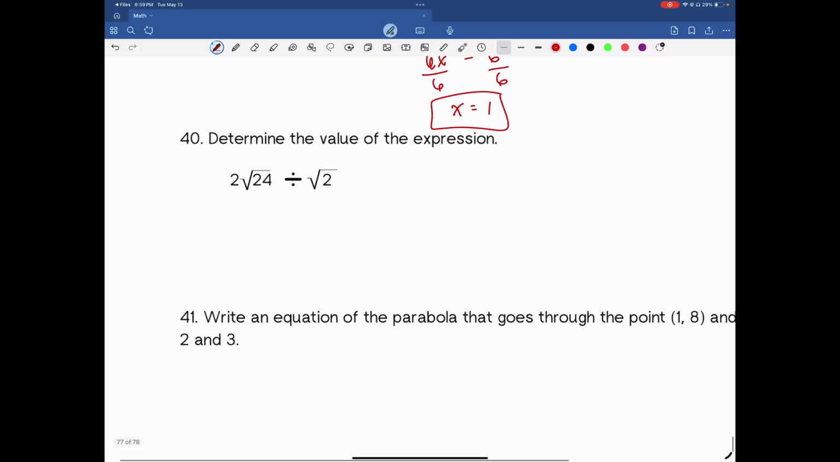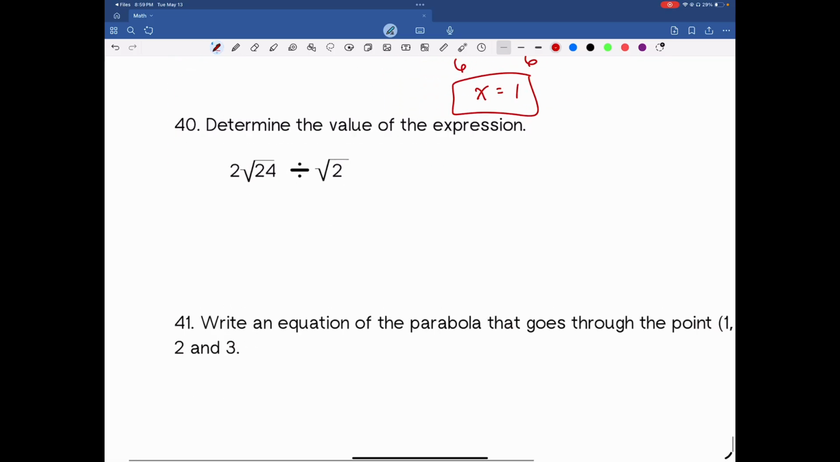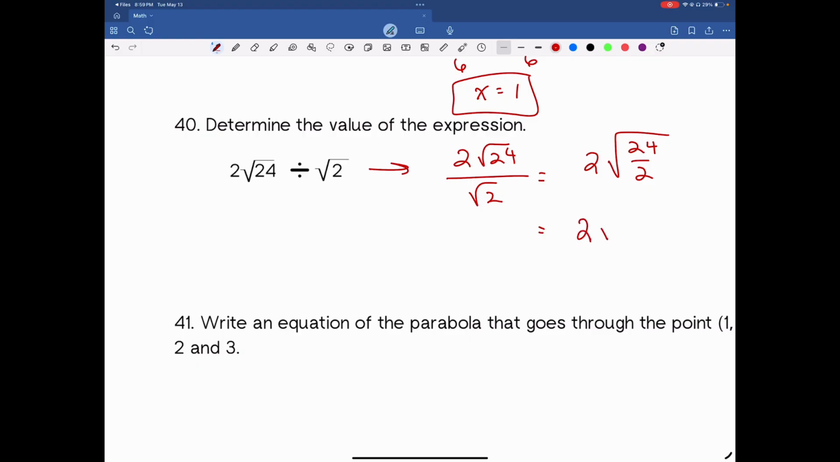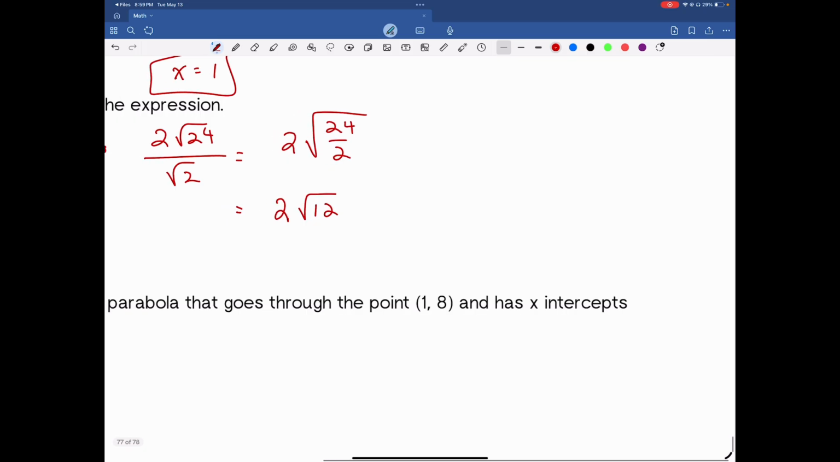Cool. All right, determine the value of the expression 2 square root of 24 divided by square root of 2. I'm going to write it like this. 2 times the square root of 24 divided by the square root of 2, which means when they both have the square root, I can put them both underneath 1. So that would give me 2 times the square root of 12.